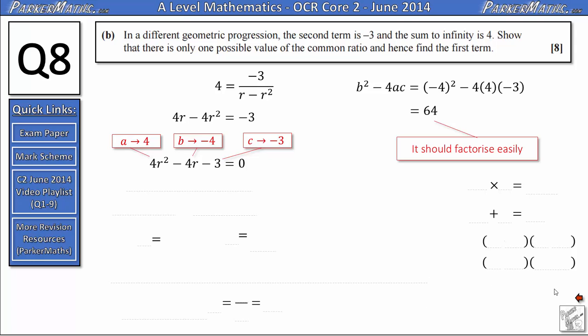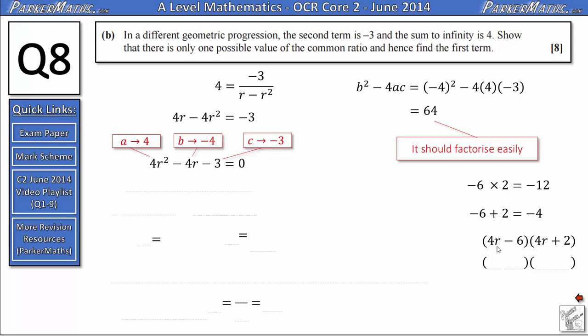So to factorise it, I'm going to use the AC method, which means I'm looking for two numbers which multiply to give a times c, which in this case is negative 12. I also want two numbers that add together to give b, which is negative 4. And the numbers I'm looking for are negative 6 and 2. Next, in order to form my factorised expression, I'm going to put 4r into both brackets. Now, I know expanding that out would give me 16r squared, but we'll deal with that in a minute. For the other term in each bracket, I'm going to have negative 6 and plus 2.